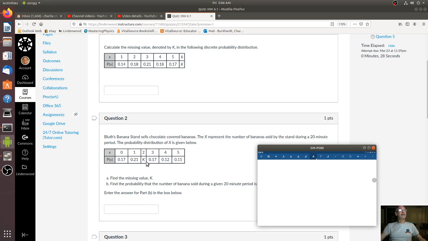So first we find the missing value of k. As I said, all these problems start out the same way. What you do is you use the fact that all of these probabilities here in this second row have to add up to 1.